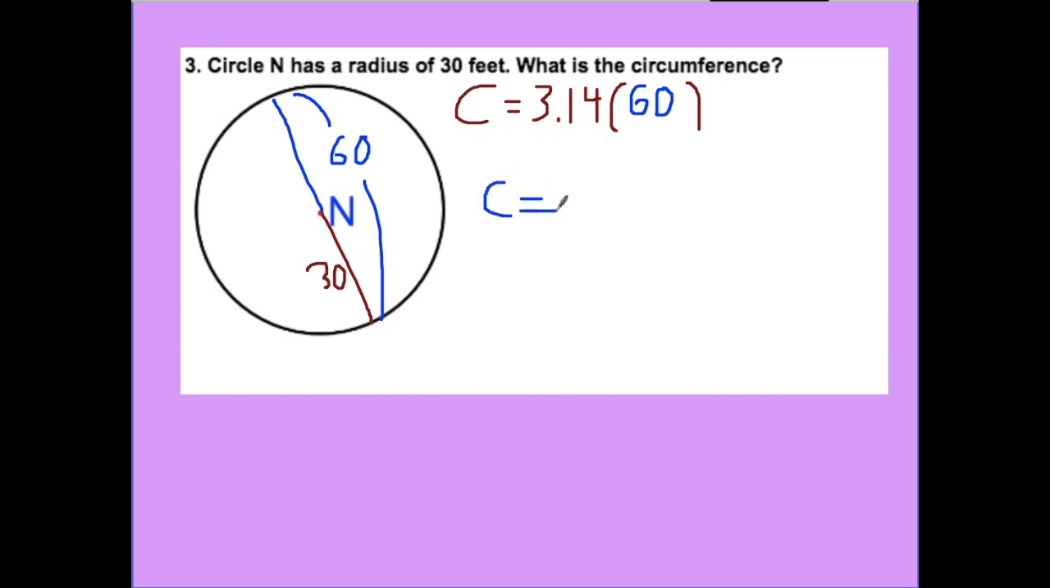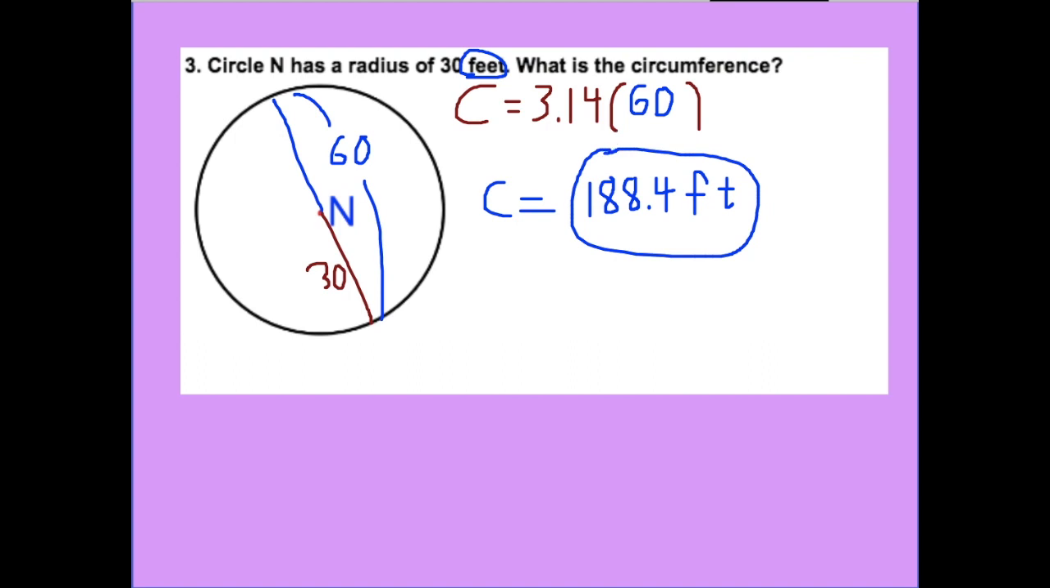So on your calculator, go ahead and do 3.14 times 60. And we're going to round to the nearest hundredth if we need to. For this one, we don't. This ends at 188 and 4/10. And since it's the circumference, we're going to measure it in feet. And we know it's feet because of the feet marker here. There's our final answer. We'll circle it and be proud of ourselves.